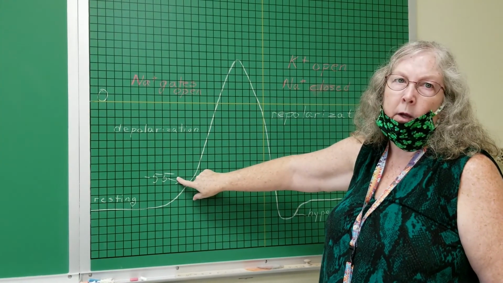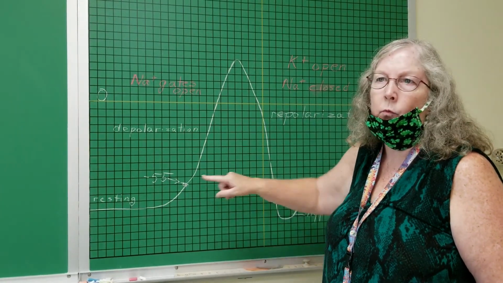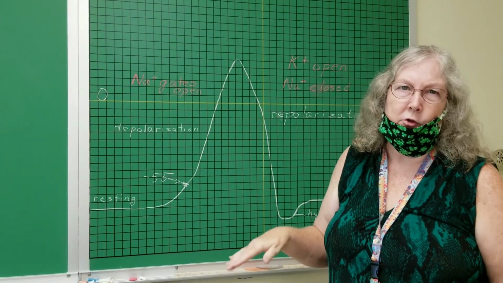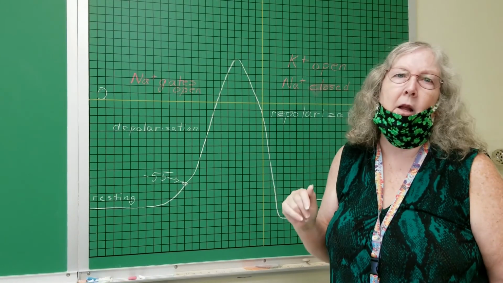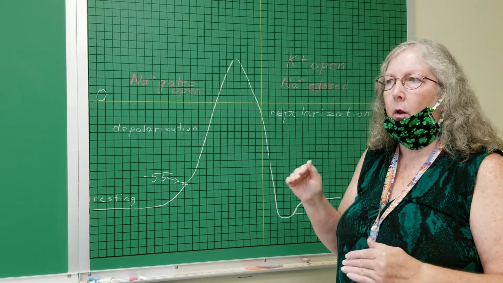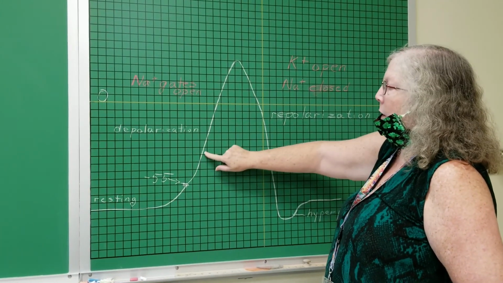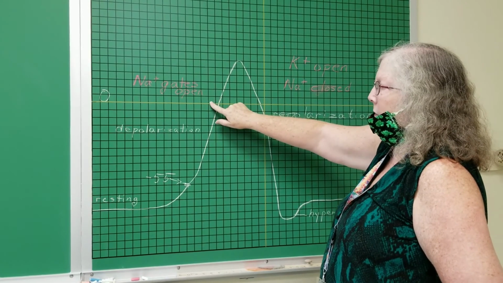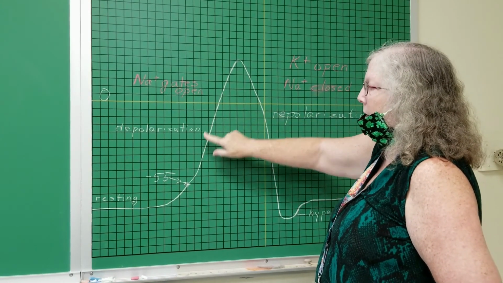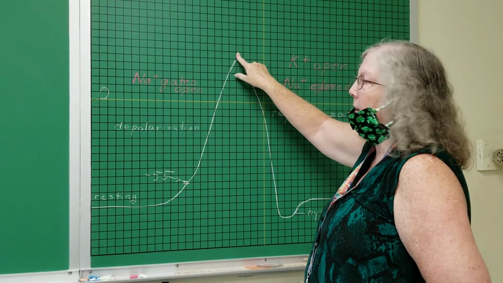Threshold is about -55 millivolts. That's the point where if you can reach that point, you've got an action potential. If you don't quite reach it, nothing's going to happen. So that's that magic number of all or nothing. You've got to get to this point. Going to a more positive charge, this yellow line here is 0 millivolts. You're going to go up to about +30 typically.